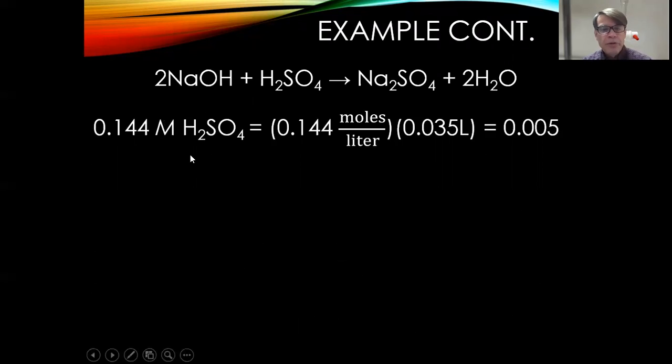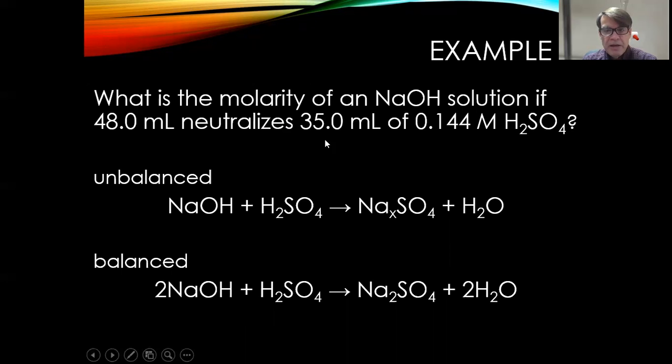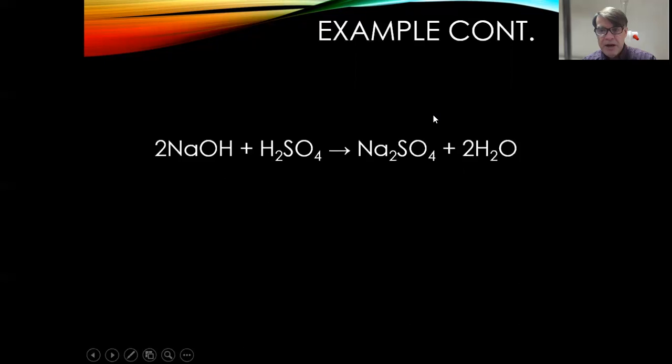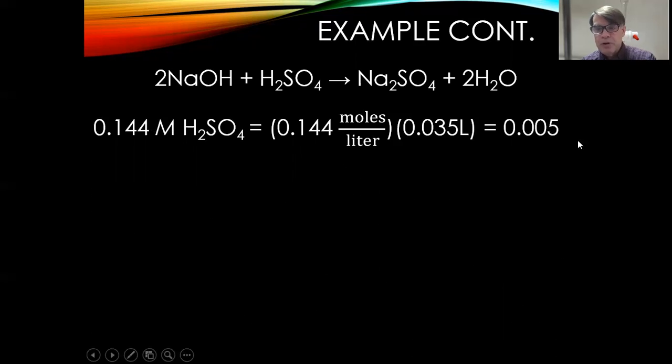Now we've been told that we have a 0.144 molar solution of sulfuric acid. Molar means moles per liter, right? And we are told in the question that it takes 35 milliliters of sulfuric acid for it to balance out. So 35 milliliters is 0.035 liters. Moles per liter times liters gives us moles. So 0.005 moles of sulfuric acid is what we've got.